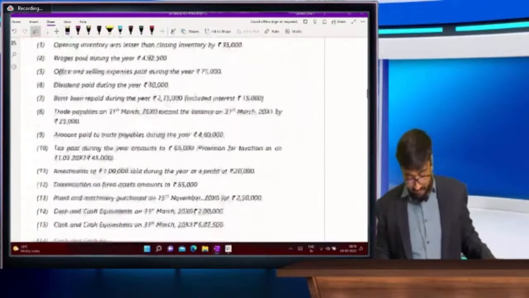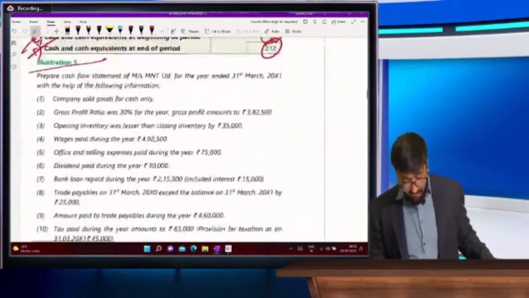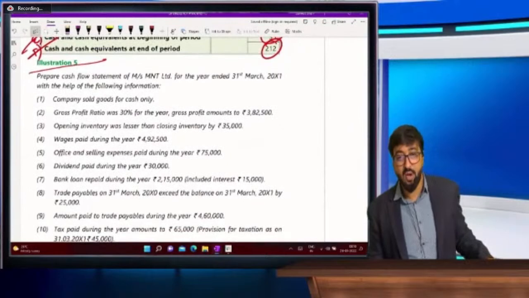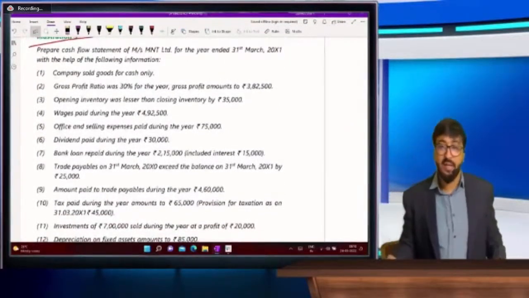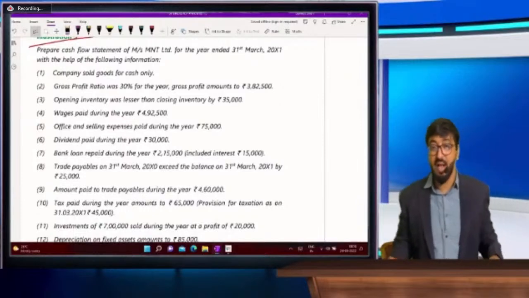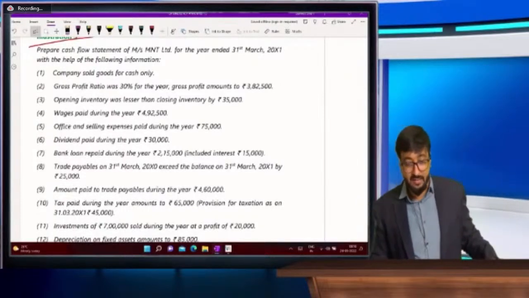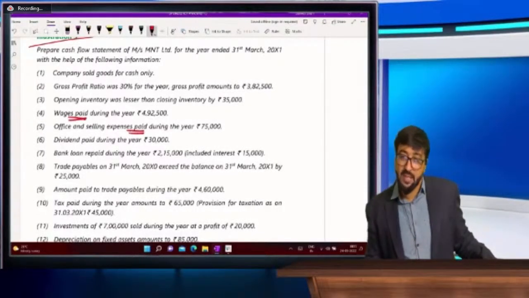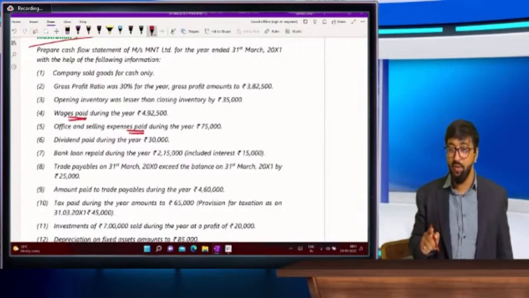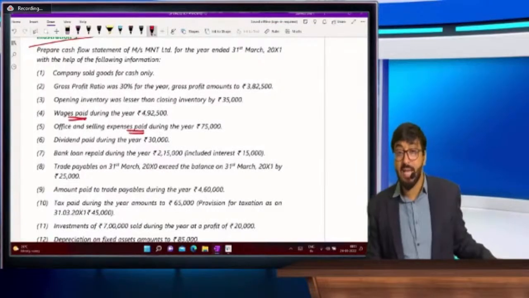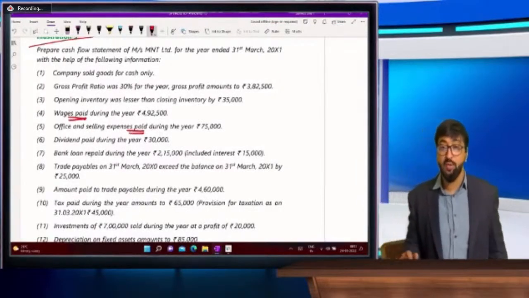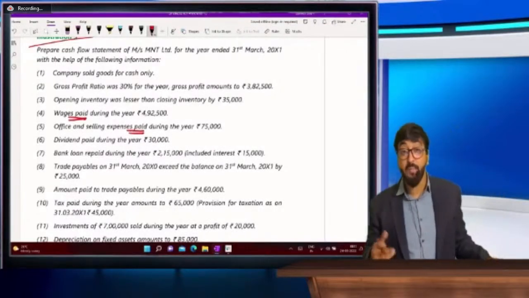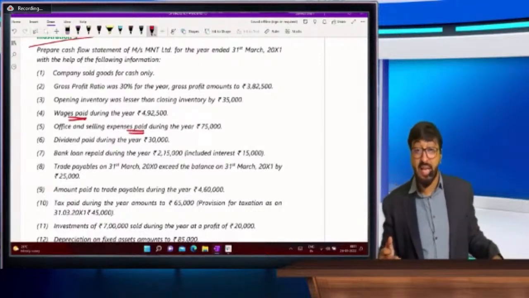Sir, those students who are telling me this is indirect method, पूरा गुगली आ चुका है. No sir, this is not indirect method. This is direct method. Sir, how you are understanding? This is direct or indirect? Sir, wages paid is given. Office expenses paid is given. Okay, so paid means it is direct method. And that's why I'm telling you, only by information it is very difficult to say whether this is direct method or indirect method. So how did I get to know direct or indirect? See, the key concept here: they are directly paid, and directly paid means this is direct method.